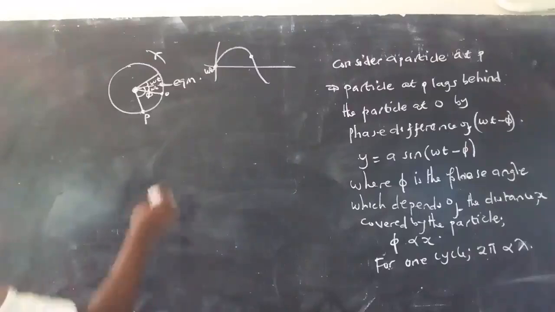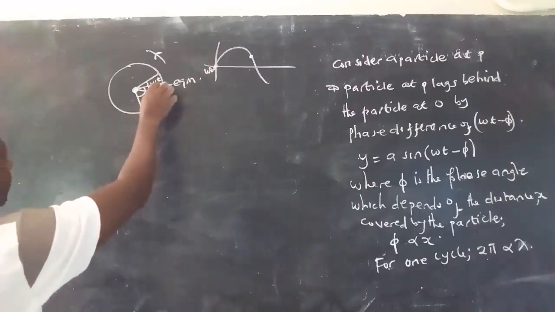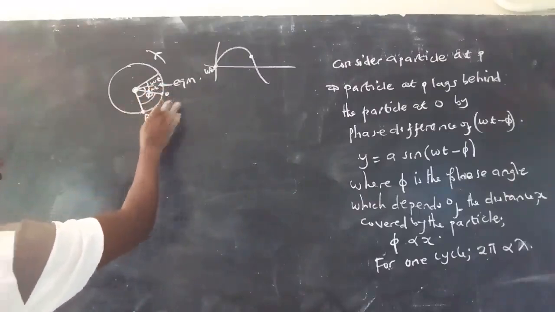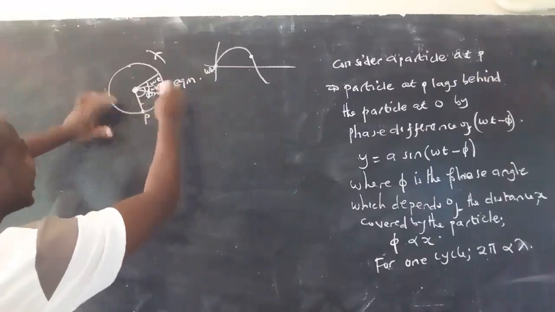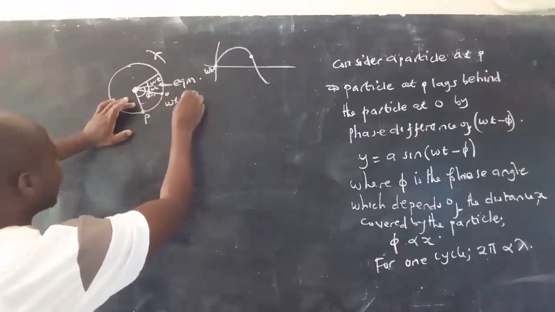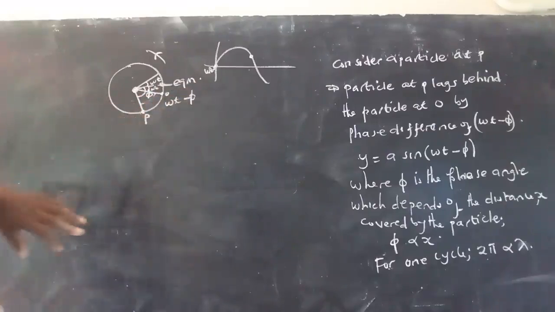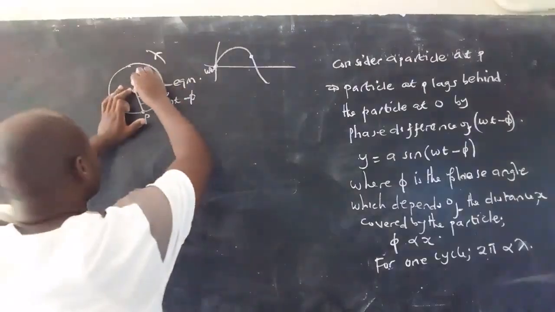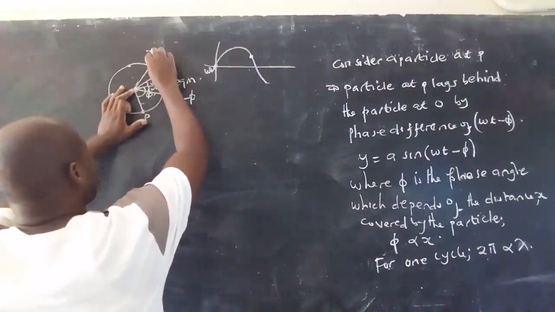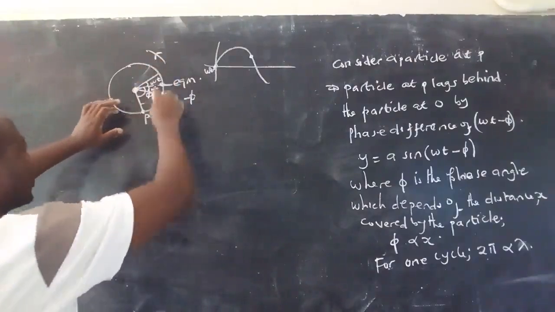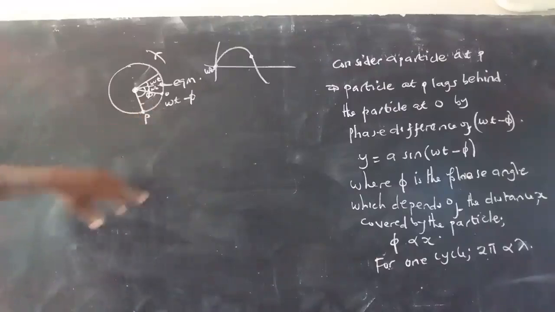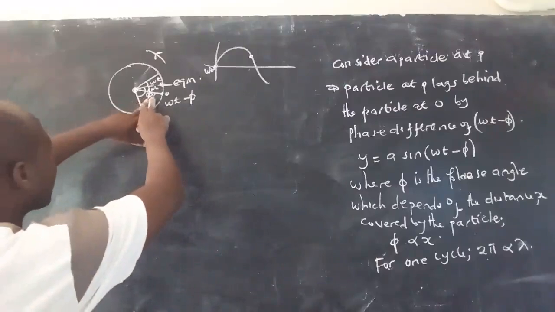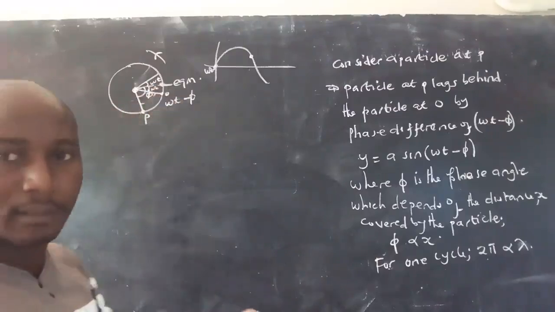So what will be this angle here? If this one is to go back, then we can say that the change here will be omega t minus phi. We can take it like that, or another case is if the particle is here. The angle between the two, in other words, we would say that we have two particles which are oscillating.